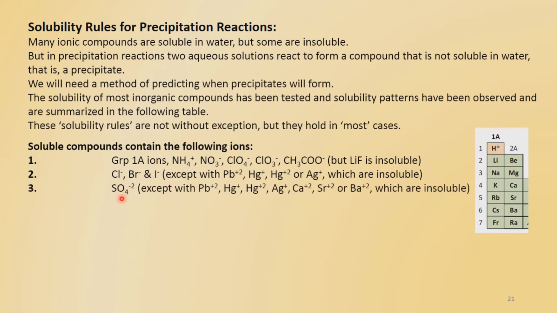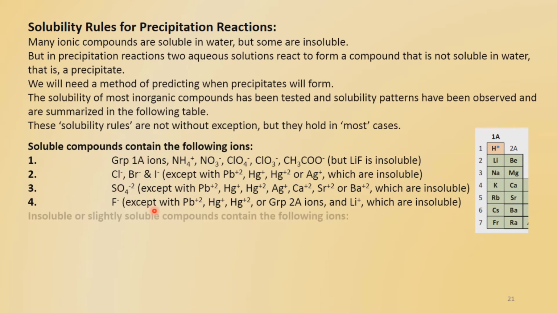Almost all sulfates are soluble unless the sulfate is combined with lead-2, mercury-1, mercury-2, silver, calcium, strontium, or barium, in which case they're insoluble, otherwise sulfates are soluble. And finally, virtually all fluorides are soluble unless they're combined with lead-2, mercury-1, mercury-2, or the group 2A ions, beryllium through radium, and of course lithium, which is a rare exception that we spoke of earlier. So those are the ions that form virtually always soluble compounds.